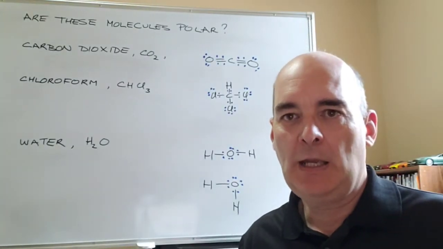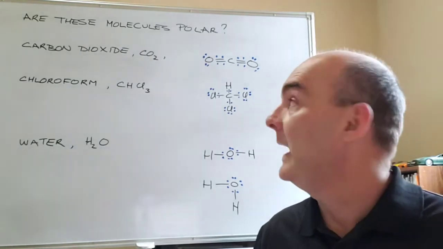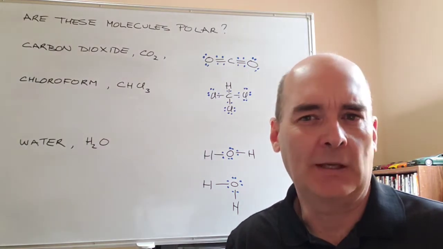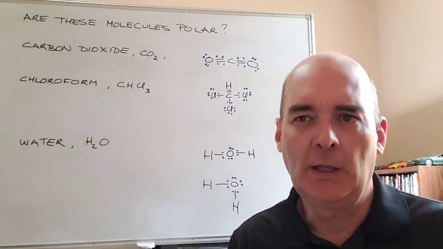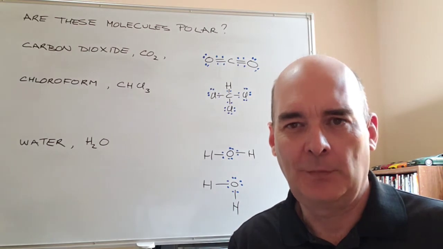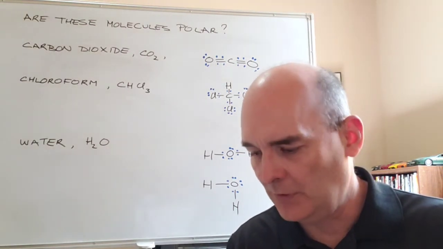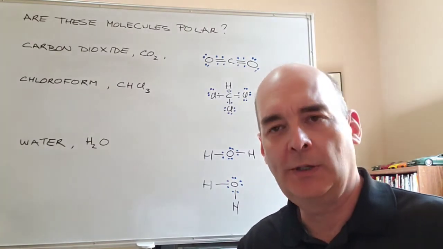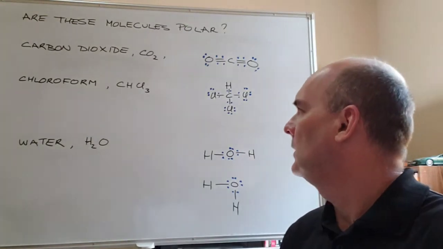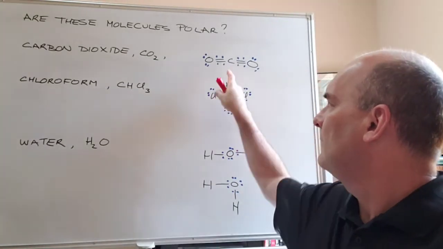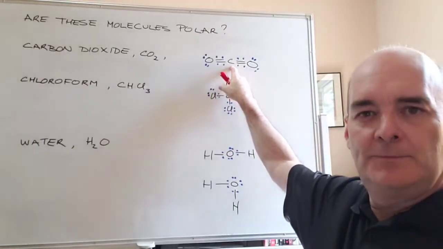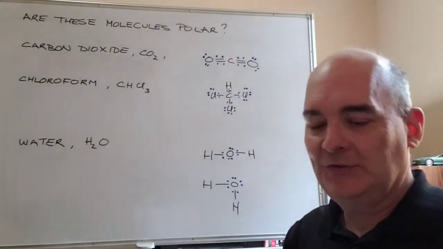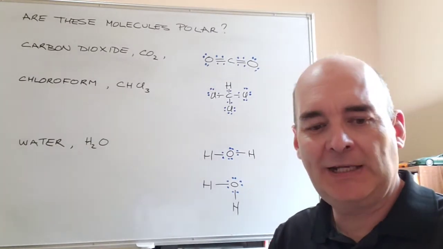So here are a couple of small molecules, and each of these molecules has an electronegative atom in there, at least one. And so there's the potential for polar bonds. Let's go see what that polar bond does to the molecule in its entirety. First molecule is carbon dioxide. I have a carbon in the center with 4 electrons, and then 2 oxygens around it, each bringing 6 electrons.